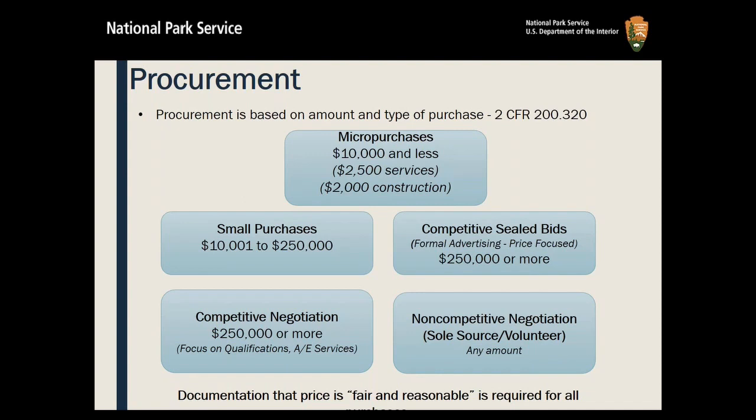Then you have non-competitive negotiation, which is sole sourcing. And sole sourcing is only allowed in very limited cases.